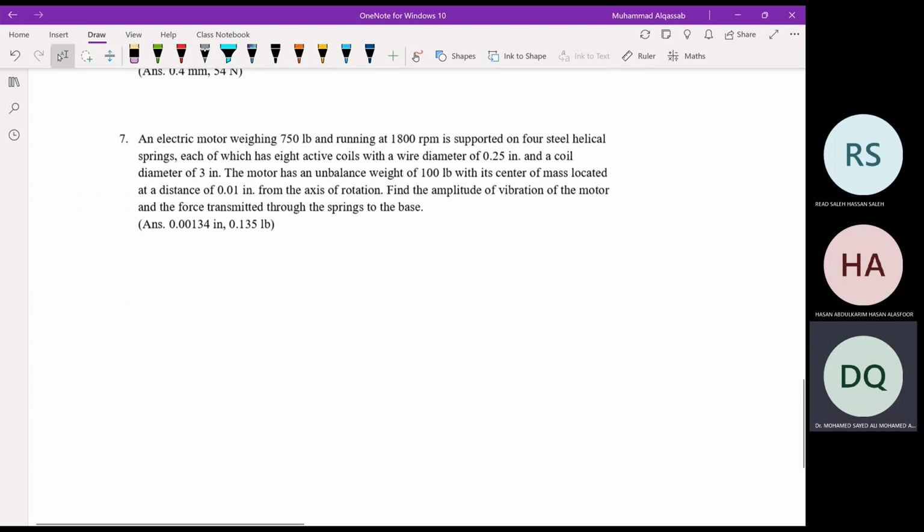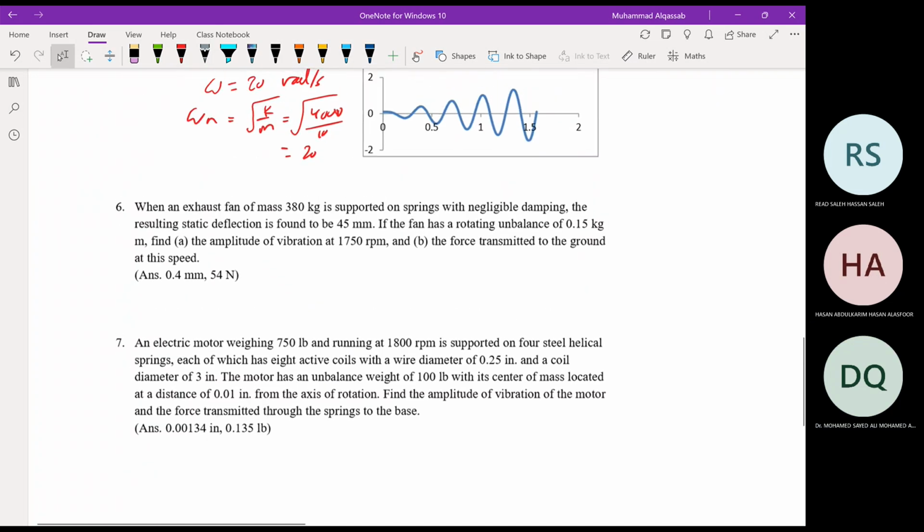Two more questions. You have a class now, right? So I will... This is about rotating imbalance. We will talk about them next time, and then move to the next type of excitation, which is the support motion.